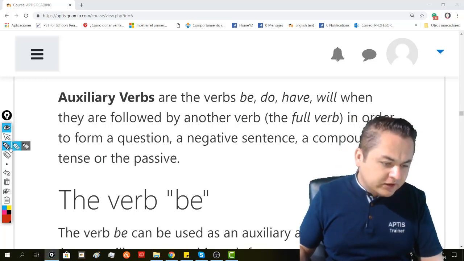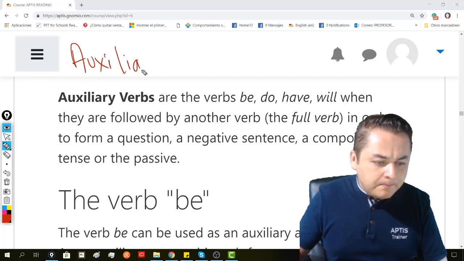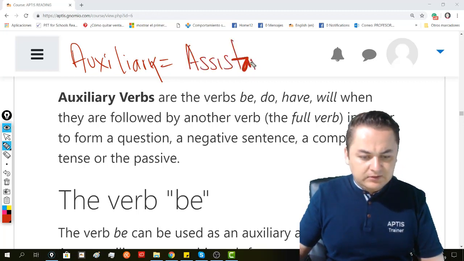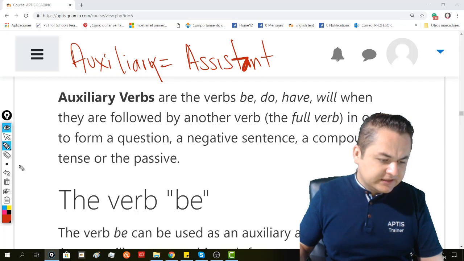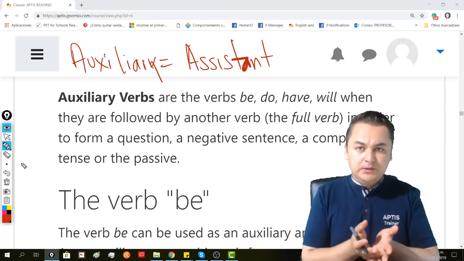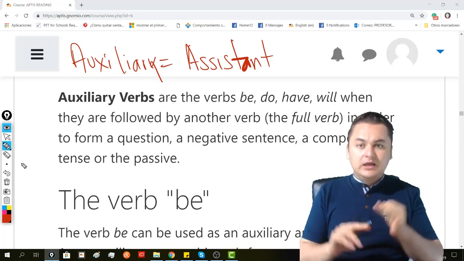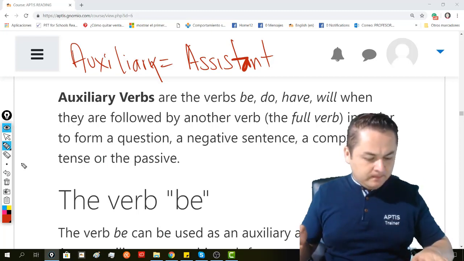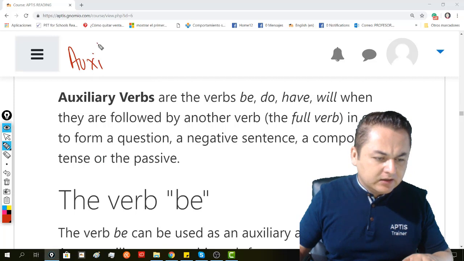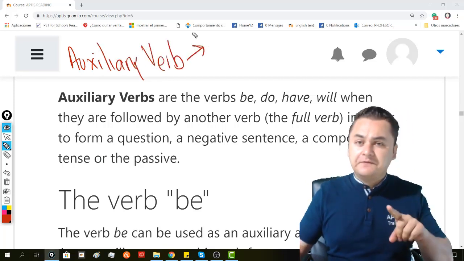So when you think about auxiliary verbs, think about the meaning of the word: auxiliary means assistant. What I mean by this is that these words are going to help you do two things. You are going to ask questions and you're going to say no. So basically, if you have an auxiliary verb, I'm going to write it here.